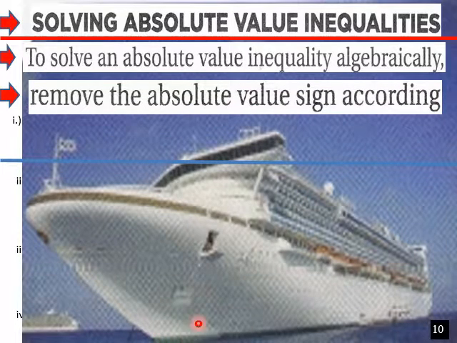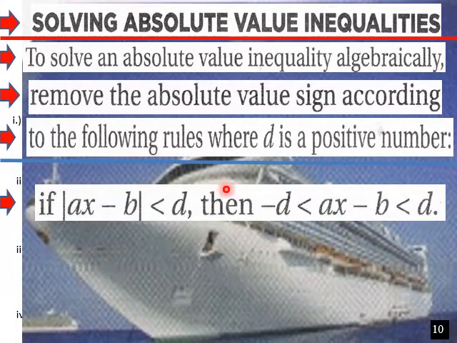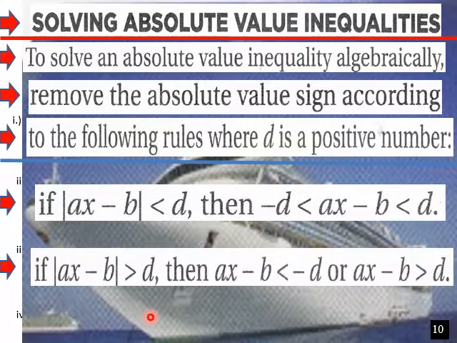Solving absolute value inequalities here. To solve an absolute value inequality algebraically, remove the absolute value sign according to the rules, where d is a positive number. If |ax minus b| is less than d, then negative d is less than ax minus b, which is less than d. So we have a complex inequality here. And if it is greater than d, we do the same thing, only now ax minus b is less than negative d, or ax minus b is greater than d.